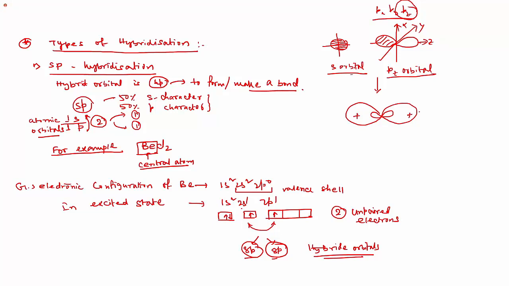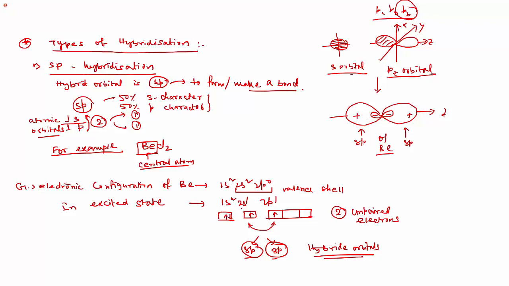So this is one sp hybridized orbital, this is another sp hybridized orbital. These are the two sp hybridized orbitals of the beryllium. In this array, they are making sp hybridized orbitals.